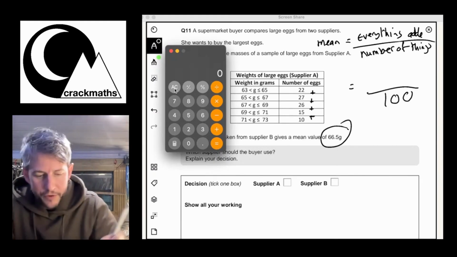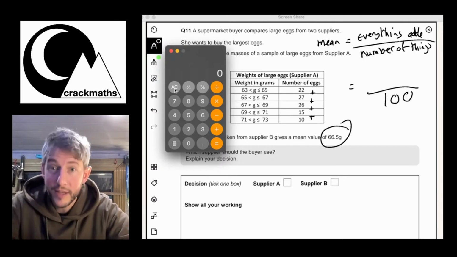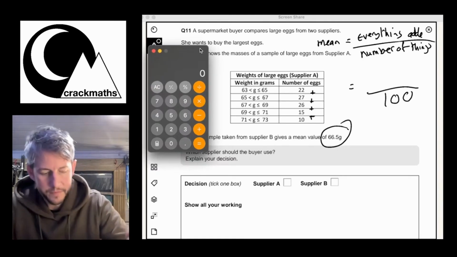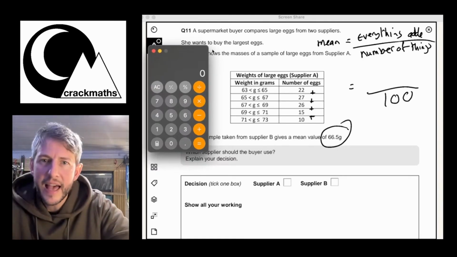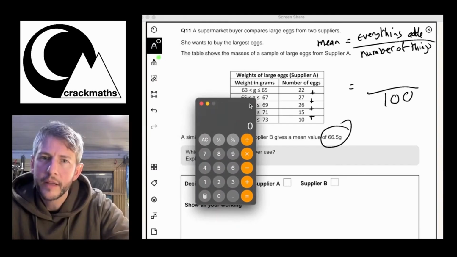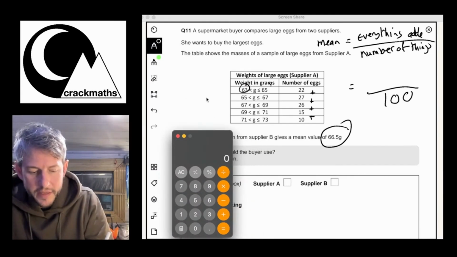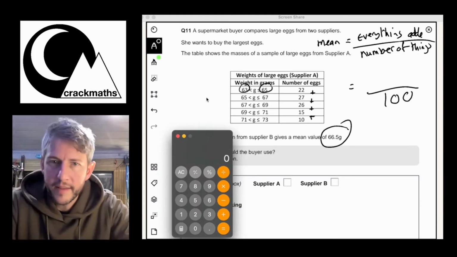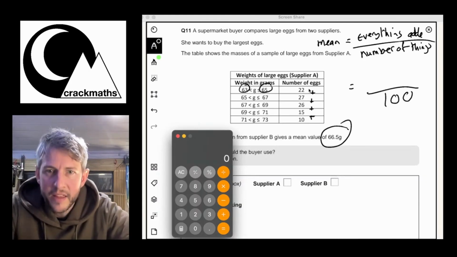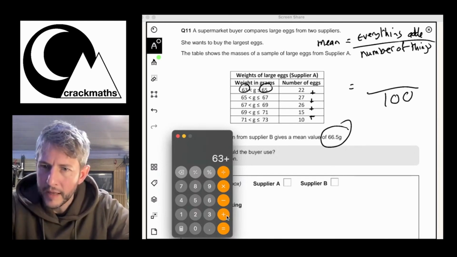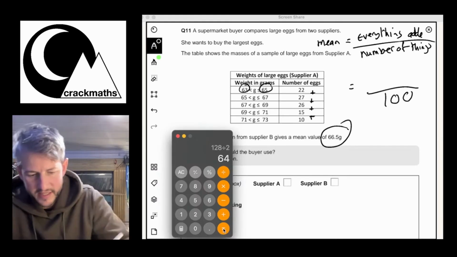Unfortunately, they've given us a grouped interval, so we don't actually know the exact weight of these eggs. So we've got to estimate the weights of these eggs. The way that we estimate is by adding the two ends together and dividing by 2. So for the first group, the estimate is 63 plus 65 equals 128, and then we divide that by 2, which is 64.